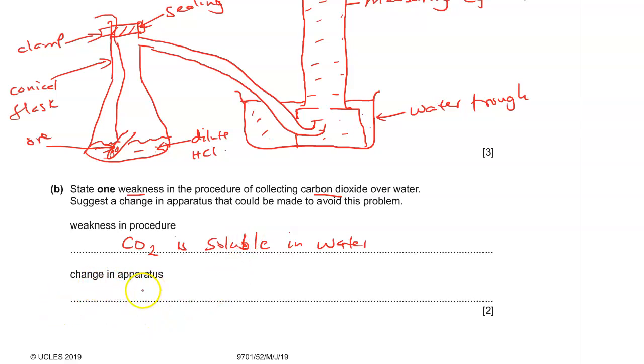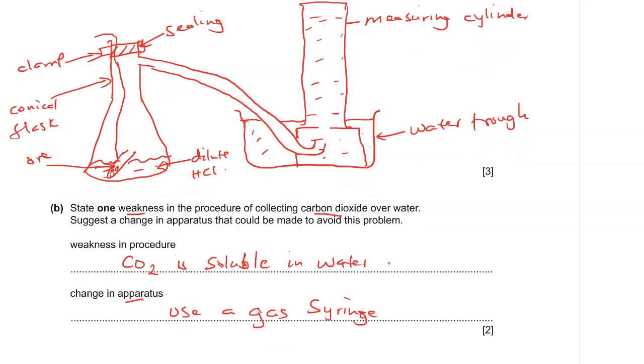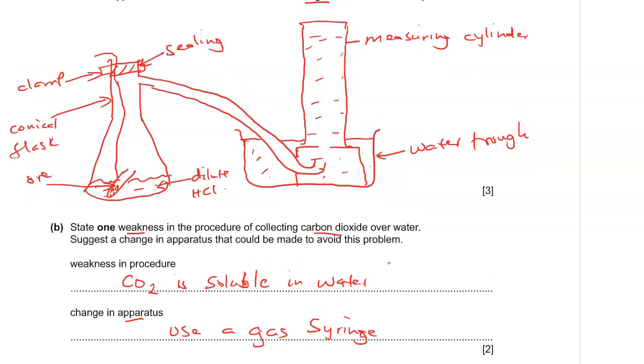For the change in apparatus, you rather use what we call a gas syringe. Use a gas syringe instead. A syringe will also help you record or measure the volume of carbon dioxide that is being produced. So that is a good substitute there.